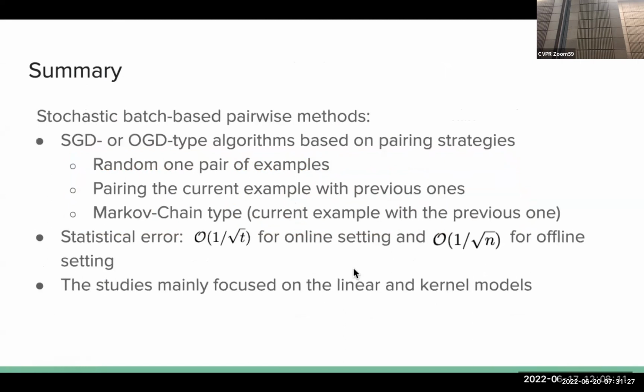To summarize the pairwise methods, it depends on the pairing strategy. You can randomly sample a pair of examples, but this only works for the offline learning setting. You can pair the current example with previous ones, but the pairing cost can be very expensive because you have to pair the current example with all previous ones. A recent one uses a Markov chain type: you pair the current example only with the previous individual example. The statistical error is optimal, 1 over square root of t and 1 over square root of n for the offline learning setting. These studies mainly focus on the linear case and the online methods.